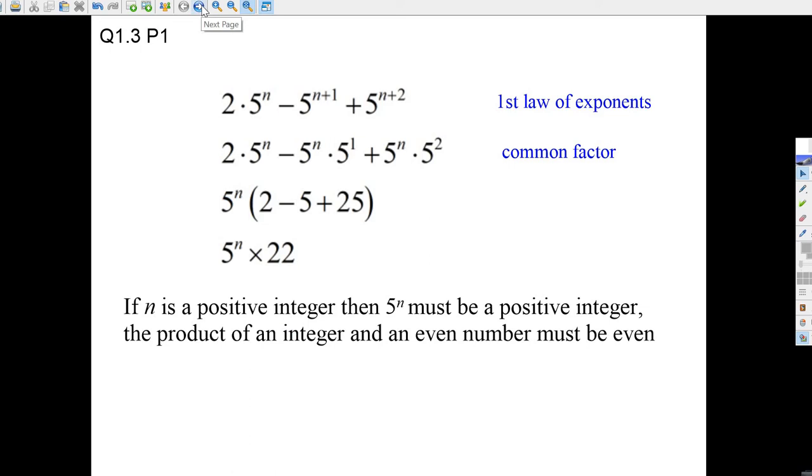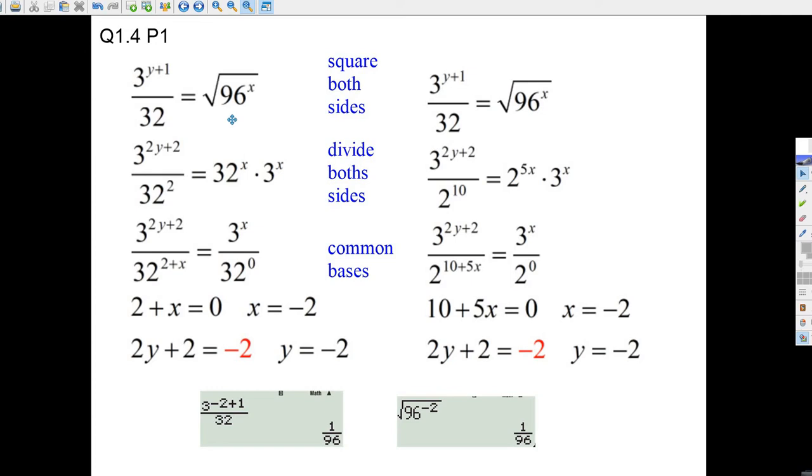But here, let's try this one. I thought this was a bit of a bear. It's kind of hard. Well, there are different ways of doing it. You're supposed to solve for x and y, given this thing here. So what are we going to do here? Let's try this. I did it one way.